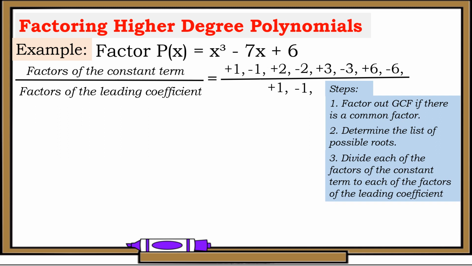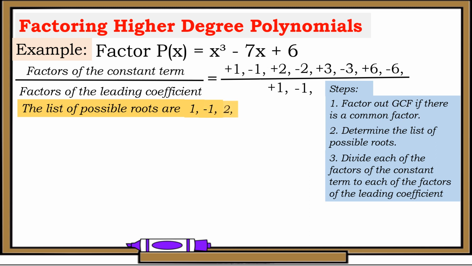Next, divide each of the factors of the constant term to each of the factors of the leading coefficient. So, ibig sabihin, 1 divided by positive 1, 1 divided by negative 1. So, isa-isa siyang i-divide. So, the list of possible roots are 1, negative 1, 2, negative 2, 3, negative 3, 6, and negative 6. Saan galing itong list of possible roots? Galing yan dun sa dinivide nating factors ng constant term divided by the factors of the leading coefficient.